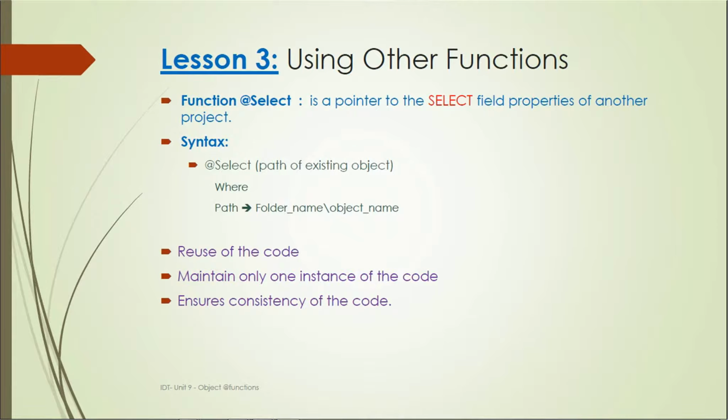We need to check for other functions. So what are the other functions? The first one is add select. It points to the select properties of another object. Add select takes a path of an existing object. This is the syntax. Path is nothing but the folder name and object name which we can use. The advantage is we can reuse the code, maintain only one instance of the code, and ensure consistency of the code.